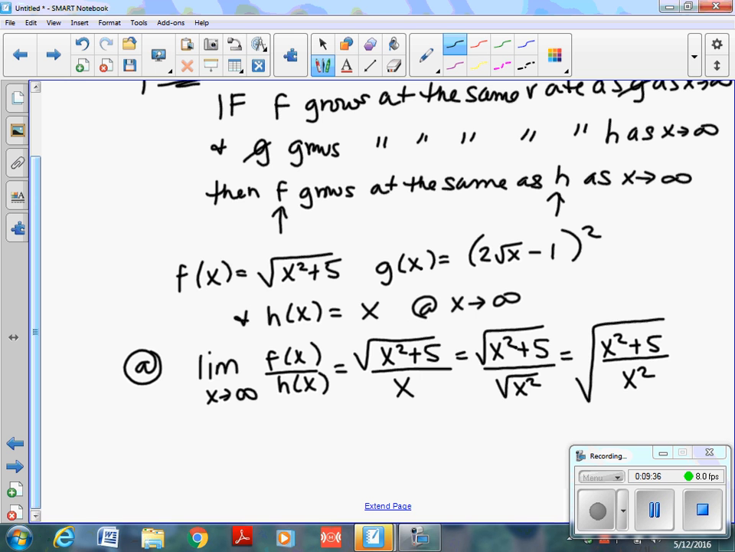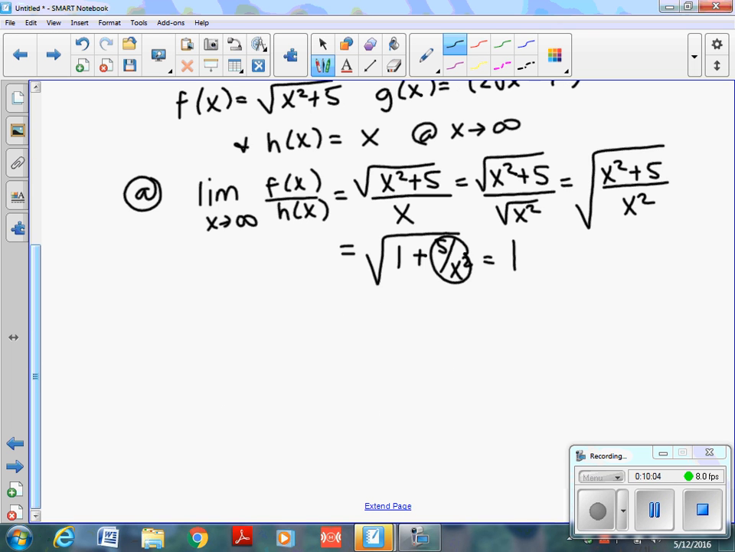They want you to do this a lot. So again, the square root of x squared is the same thing as x. You can do that. Now you can split it up and write it as x squared over x squared is 1 plus 5 over x squared. And as x is getting bigger and bigger, this part is getting closer and closer to 0. So the square root of 1 is 1.